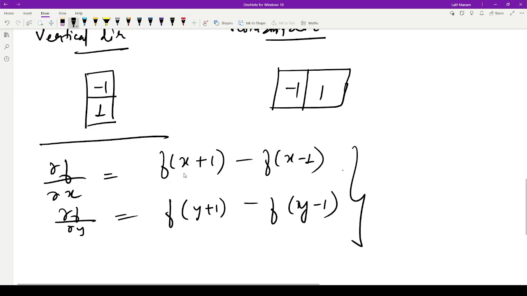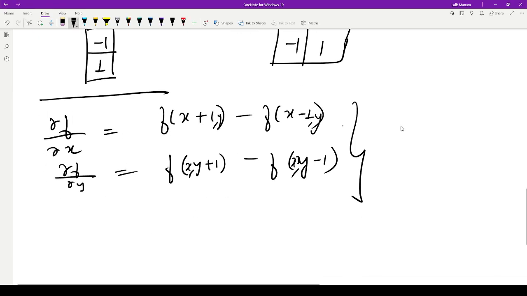Of course, when I write f of x plus 1, y is constant. When I write f of y plus 1, x is constant. So it's actually f of x comma y plus 1, x comma y minus 1. Here f of x plus 1 comma y, here it's f of x minus 1 comma y. Okay, so given this, how will the kernels look?